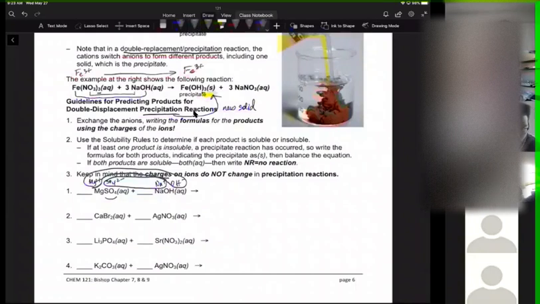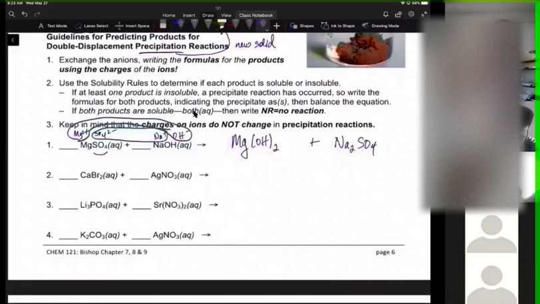So I'm going to write my new compounds. They have to be neutral. So make sure that you have neutral compounds. And then we're going to look at the solubility rules. We get all the way to rule number 10. There's no exceptions, so this is a solid. Rule number 1 says that this one is aqueous, and then we have to balance it.